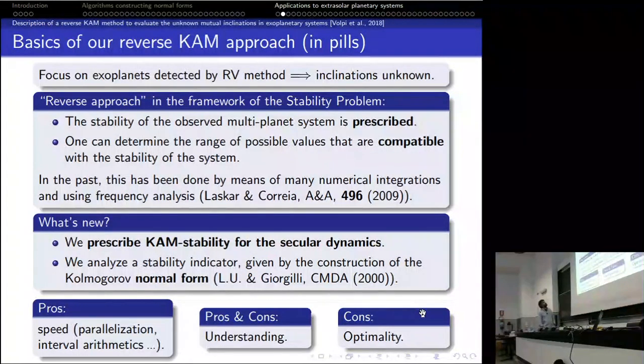So you put this procedure in reverse. You try to understand which kind of inclinations are fitting with the stability properties ensured by the KAM theorem. So you try to do that in reverse. This is the idea, and there are pros and cons.